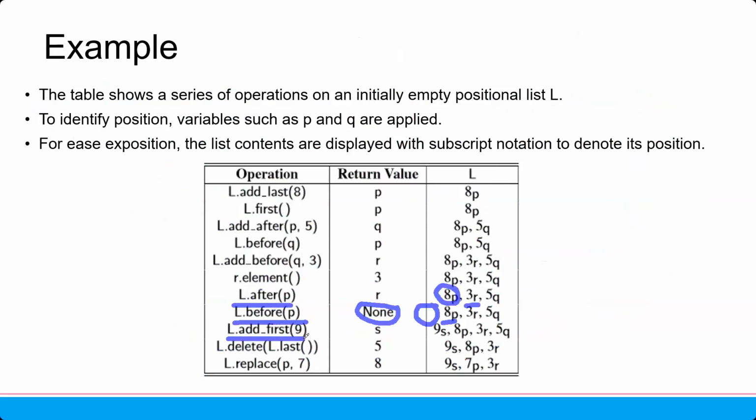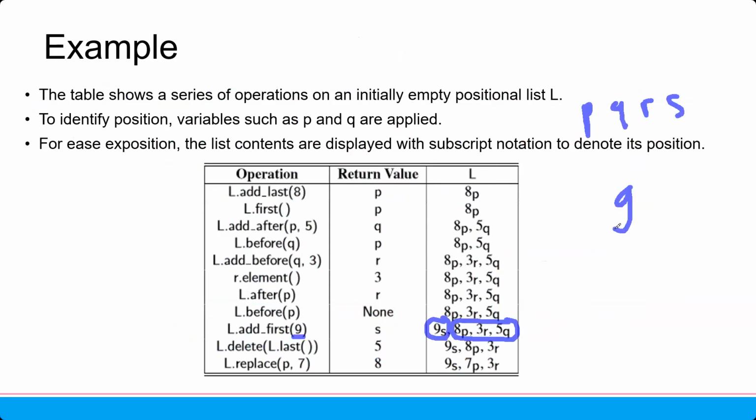I want to add a new element 9 at the first position. So what is the first position? Yeah, if it is a positional list, the first position will be here. So 9 will be added, and let's say after I have P, and then I have Q, and then I have R, and then I have S. So the element 9 will be added, and the position is S.